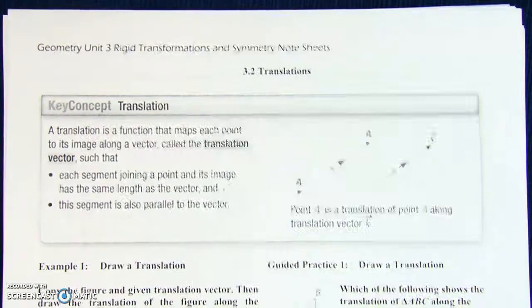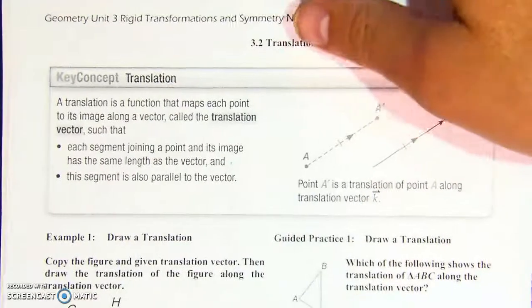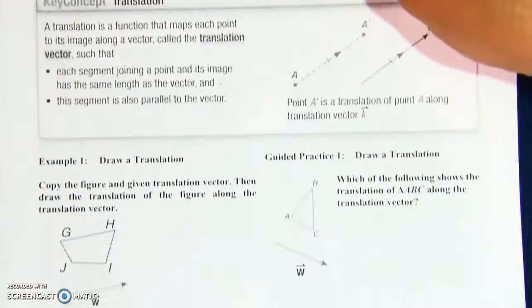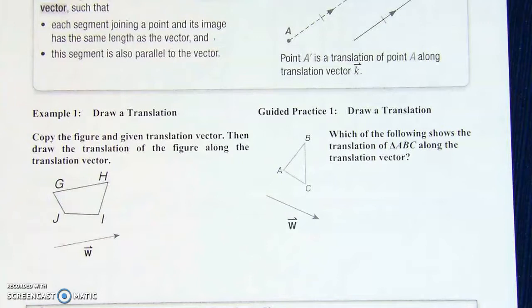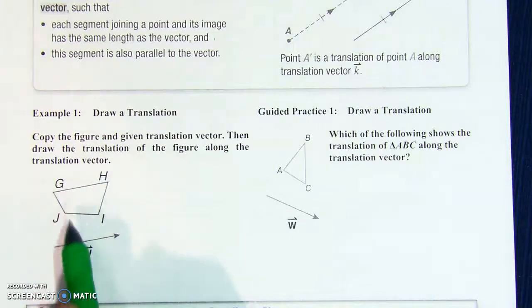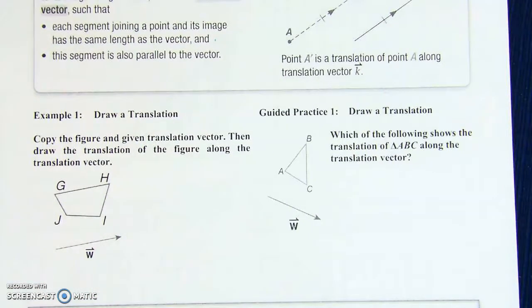So with that being said, looking at our first example down here, I'm going to have you practice as well. At some point you can pause the video and work on it. So copy the figure and the given translation vector, then draw the translation of the figure along the translation vector. Basically, at this distance right here, all we want to do is move in that same direction. Sometimes they give you a distance, sometimes they don't. It looks like they didn't on this one.